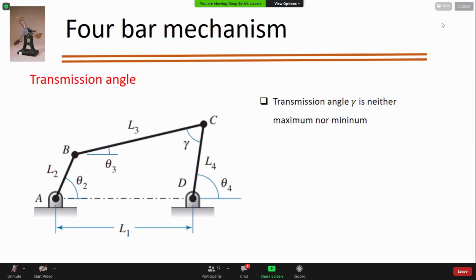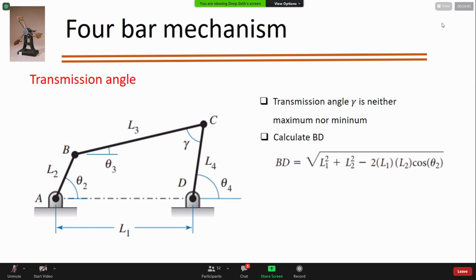Now the transmission angle that you're seeing, this gamma, is actually neither maximum nor minimum. It's always changing. So what we'll do is calculate this BD. This BD is actually defining your gamma. So BD is equal to what? L1 square plus L2 square minus 2 L1 L2 cos theta 2. How is it forming? So BD is this.